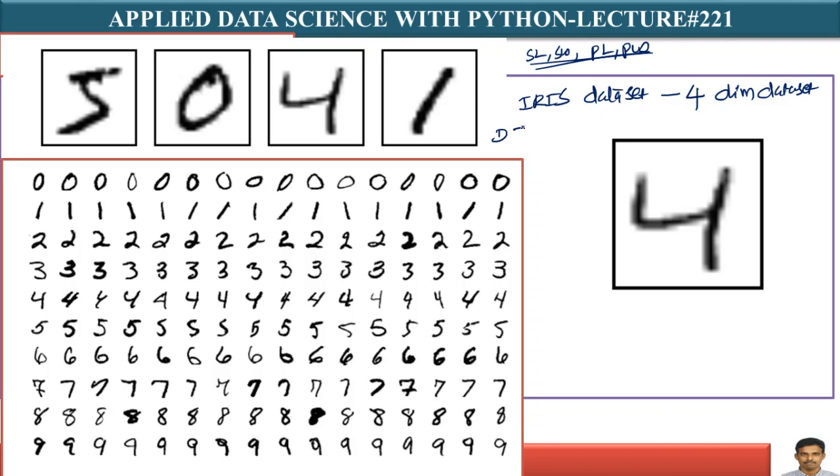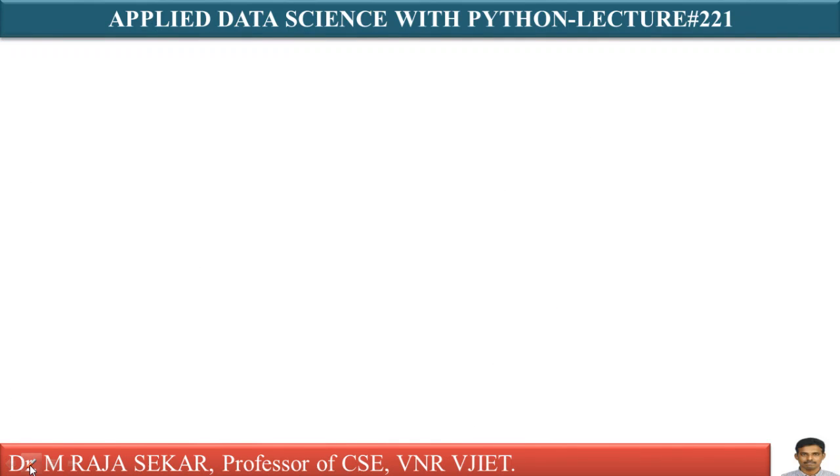Whereas in our MNIST data set, let me say D equals xi comma yi, where i ranges from 1 to 60k. This means there are 60,000 data points in this data set. As I told you, there are 60,000 points for the training data set, D equals xi comma yi, i equals 1 to 60k, meaning 60,000 training points.